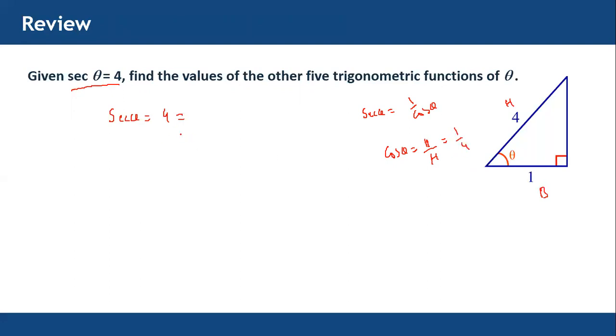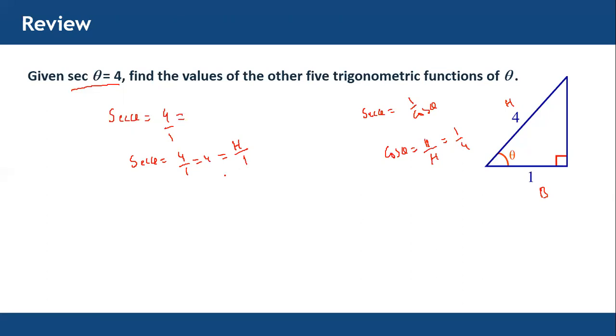So what is secant theta? Actually secant theta is equal to 4 over 1, because hypotenuse divided by base. So secant theta is equal to 4 divided by 1, equal to 4. This means we have hypotenuse of 4 divided by base equal to 1.